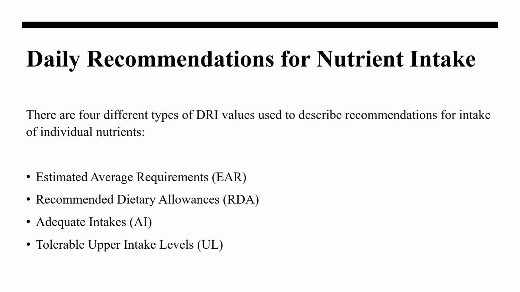There are 4 different types of DRI values used to describe recommendations for intake of individual nutrients. Estimated average requirements, EAR. Recommended dietary allowances, RDA. Adequate intakes, AI. Tolerable upper intake levels, UL.